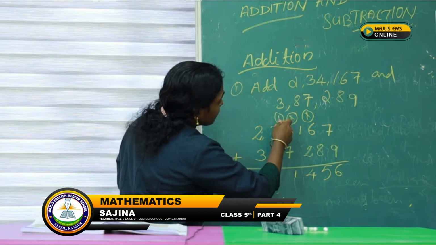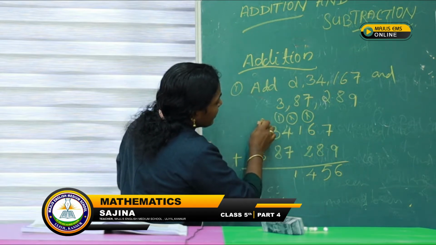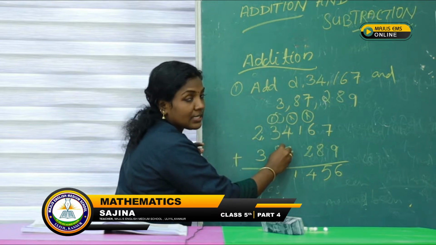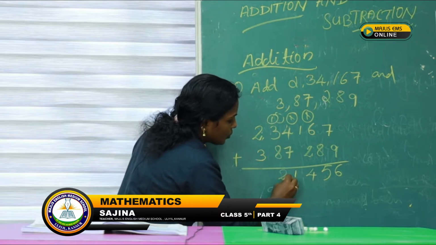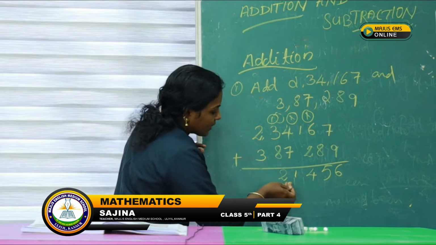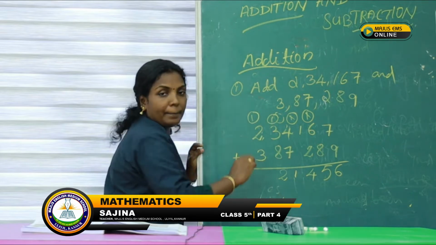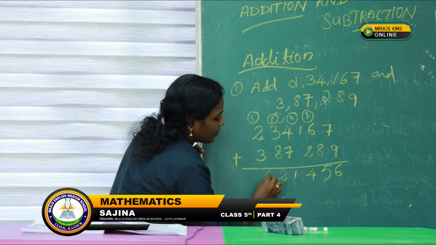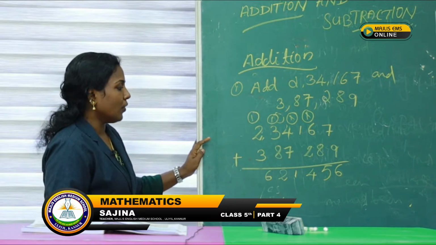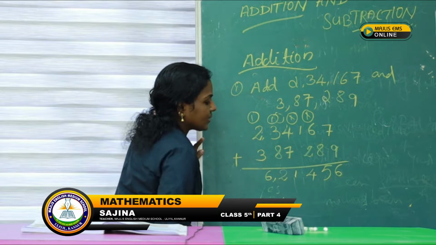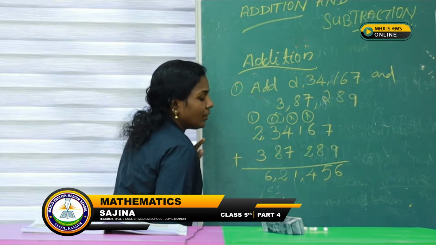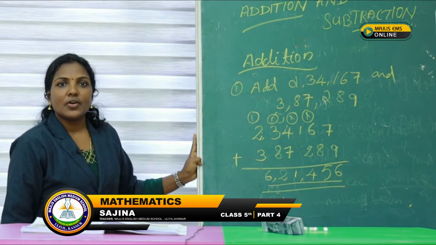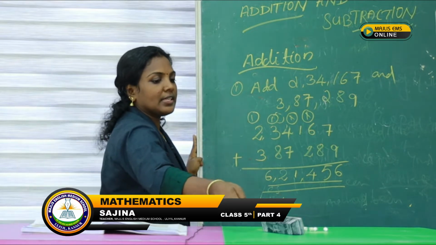Therefore 3 plus 1 is equal to 4. 4 plus 8 is equal to 12. 12, we write 2 here and 1 balance. 2 plus 1 is equal to 3. 3 plus 3 is equal to 6. Therefore, our answer is 6,21,456. Okay.